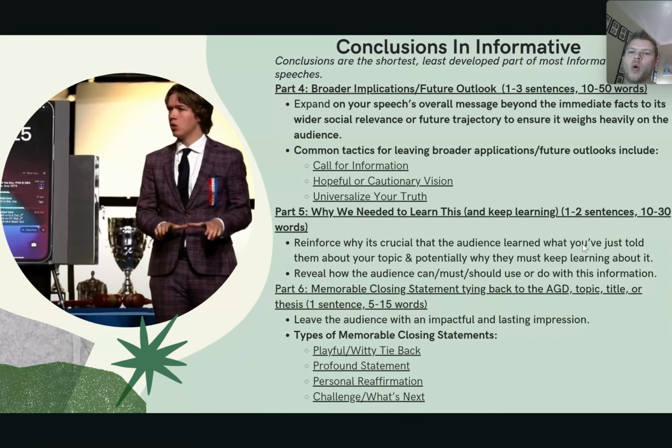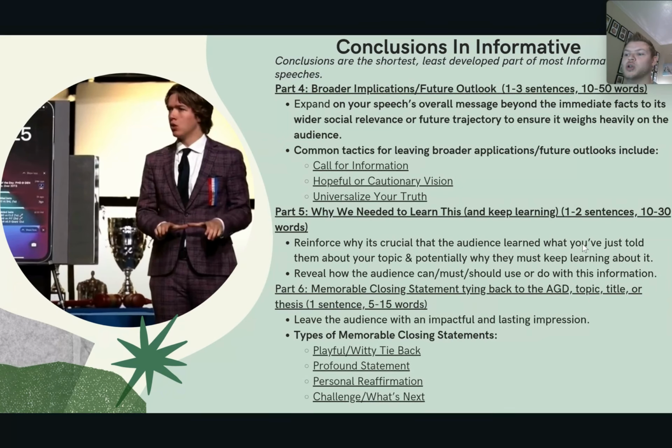And this should be about 1 to 3 sentences, 10 to 50 words. You are going to expand on your speech's overall message beyond the immediate facts to the wider social relevance or future trajectory to ensure that it continues to weigh heavily on your audience's mind after your speech is over. They should be thinking about your speech during your opponent's speeches if you've done your job. Now, how do we actually make this broader implication or future outlook?